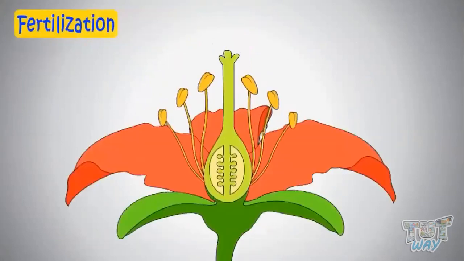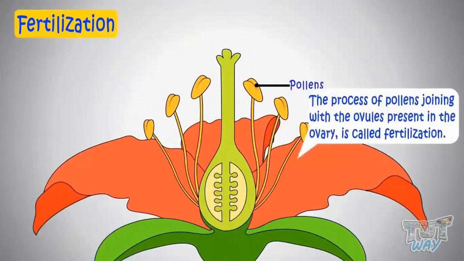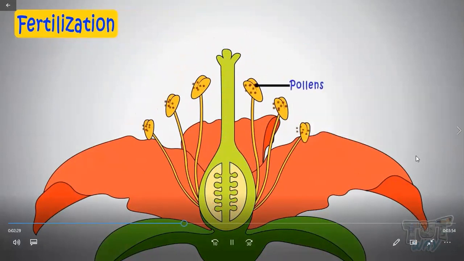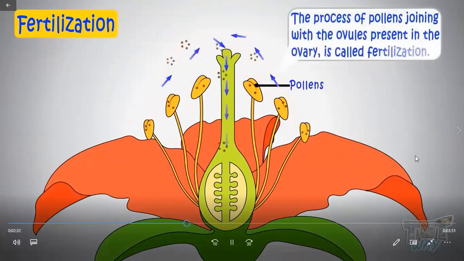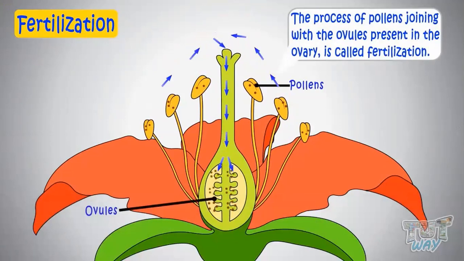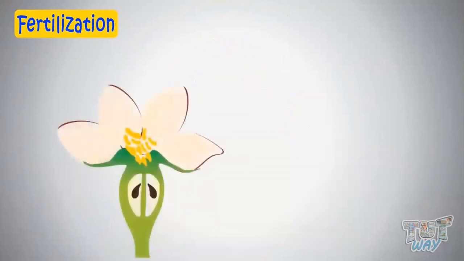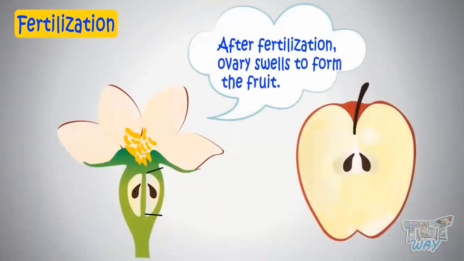When pollens from the anther of stamen joins with the ovules present in the ovary, we call it fertilization. Let's revise. When pollens from the anther of stamen joins with the ovules present in the ovary, it is called fertilization. And fertilization forms the seeds inside the ovary. And after fertilization, this ovary changes into a fruit. That's why seeds are there inside the fruit.